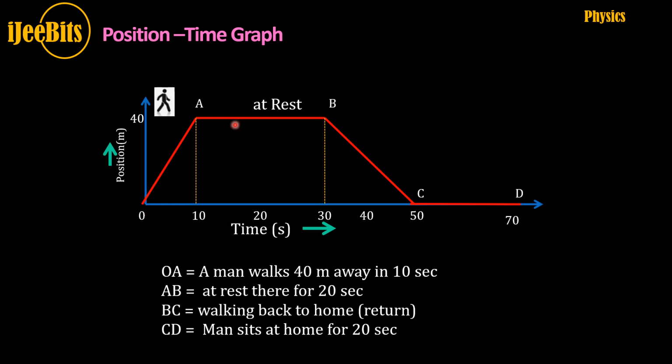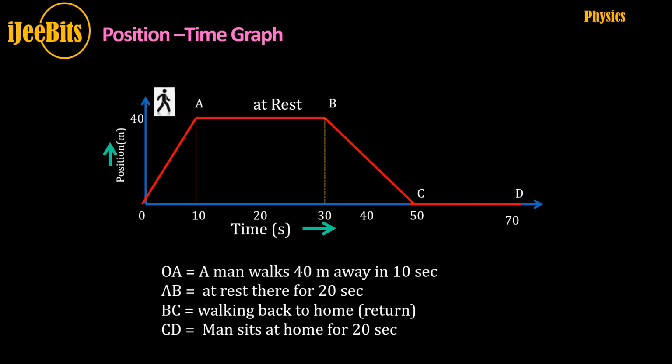So while you are going, I think you took 10 seconds, but while coming you are taking 20 seconds. So 40 by 10 is your velocity, and then here 40 by 20 is your velocity. Clear? And then 50 to 70 means another 20 seconds. What are you doing? Probably you are sitting at home. That is what it is giving. Are you clear?